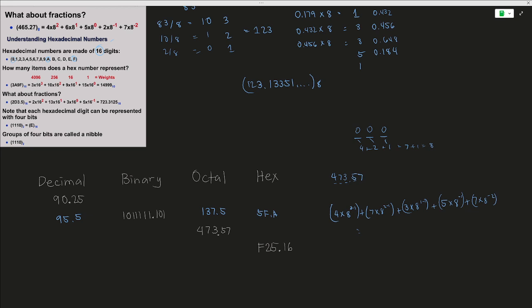Okay, mabagal lang mag-calculator, but here we go. 315.73. Okay na yung 0.73. Okay, so yan ngayon yung conversion ng octal to decimal. Question. How about from octal to hex?